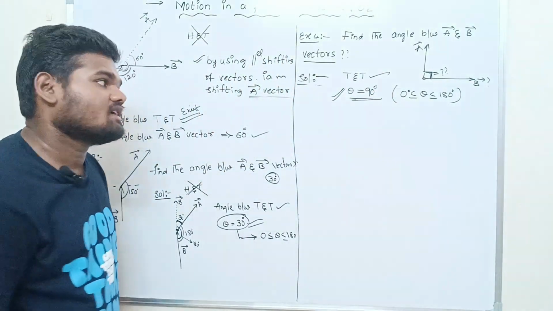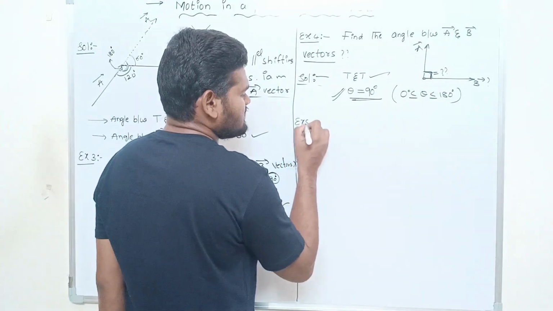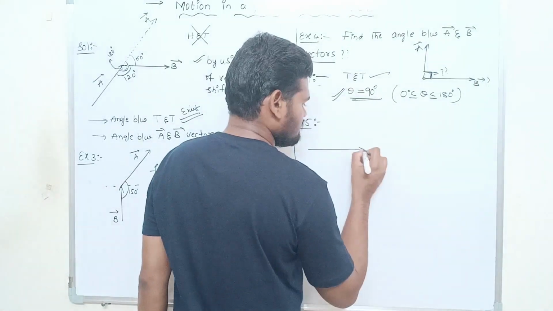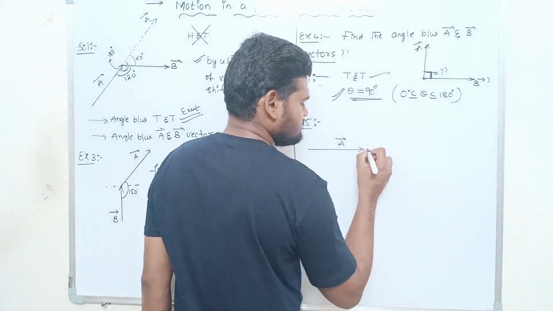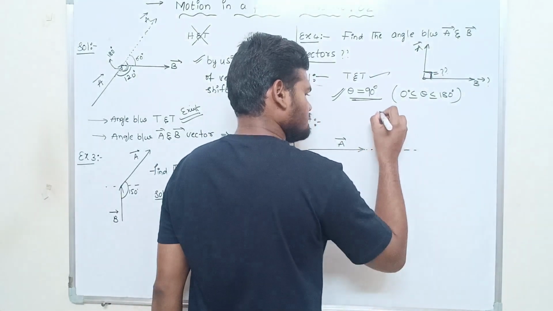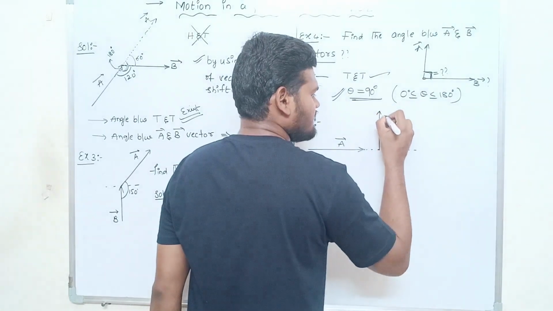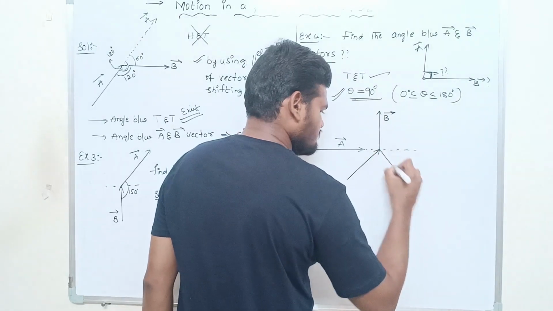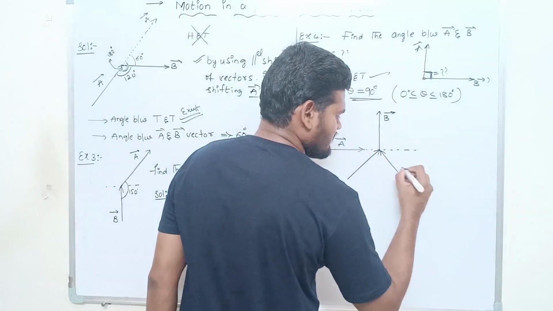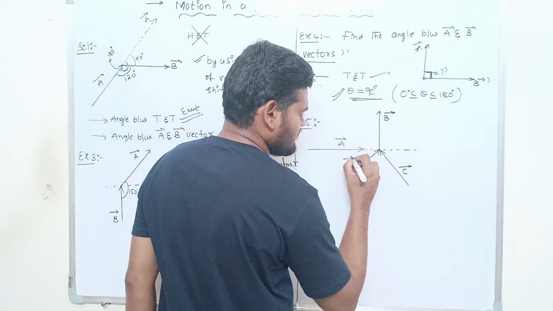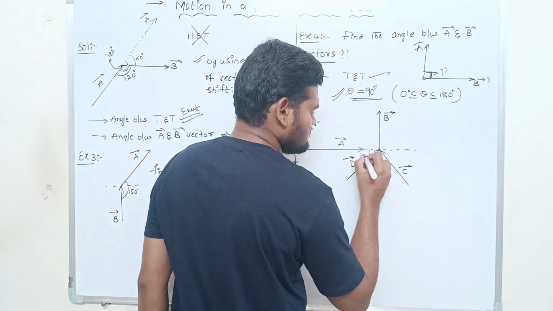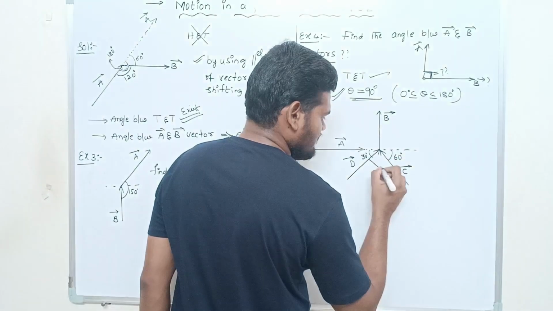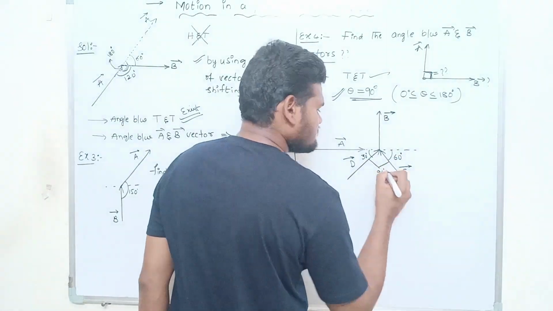Are you getting it? Right. So, let us see one more example. Example number 5. At this time, the diagram is like this. This is a bar vector and this is a b bar vector. And this time they are also given a c bar vector and a d bar vector. Here the angle is 30 degrees, here the angle is 60 degrees, and here the angle is 90 degrees.